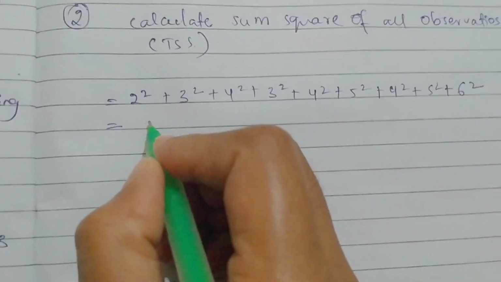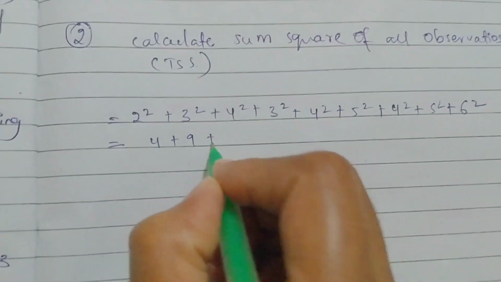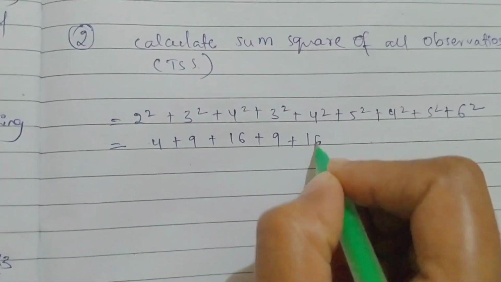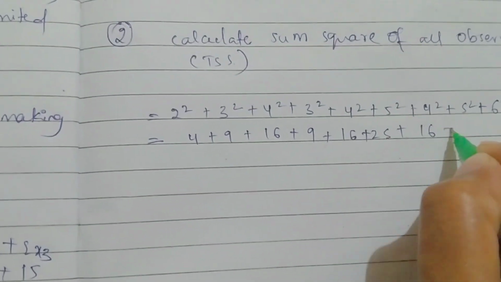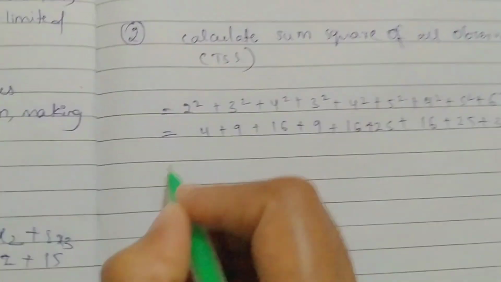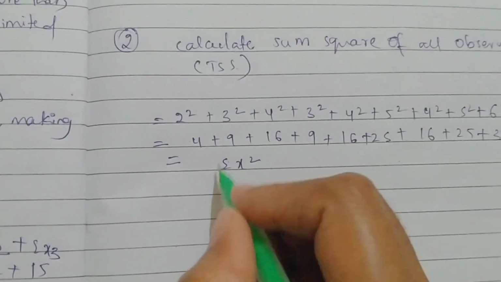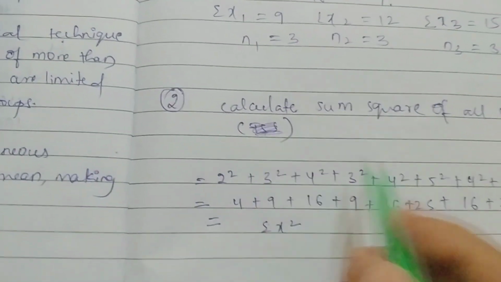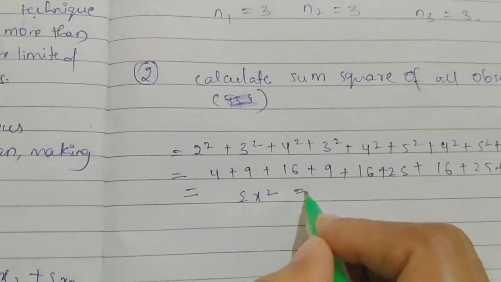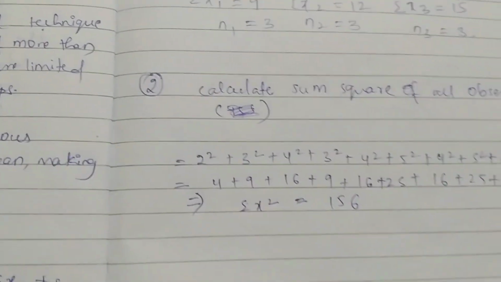So this is 4 plus 9 plus 16 plus 9 plus 16 plus 25 plus 16 plus 25 plus 36. We need to add all these values. Sorry, this is not the total sum of squares; this is the summation of x square, which is equal to 156.